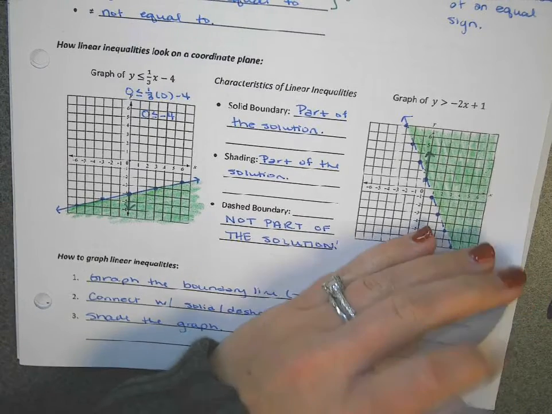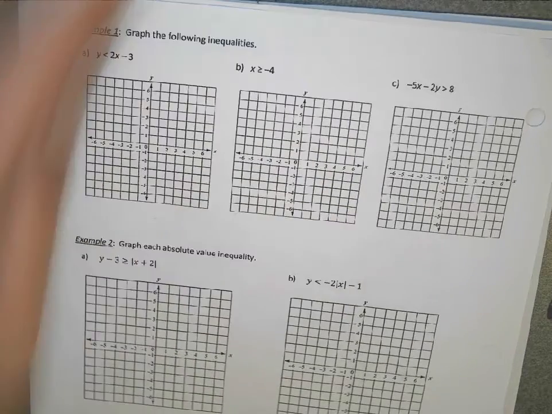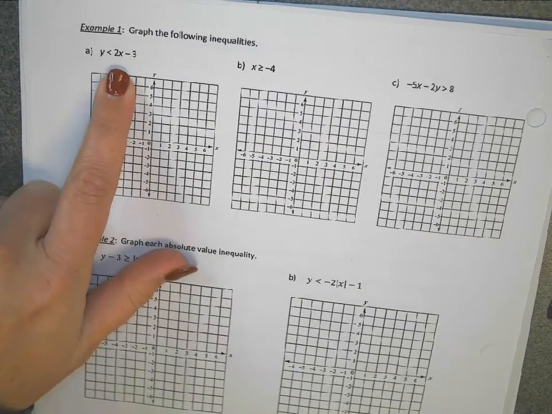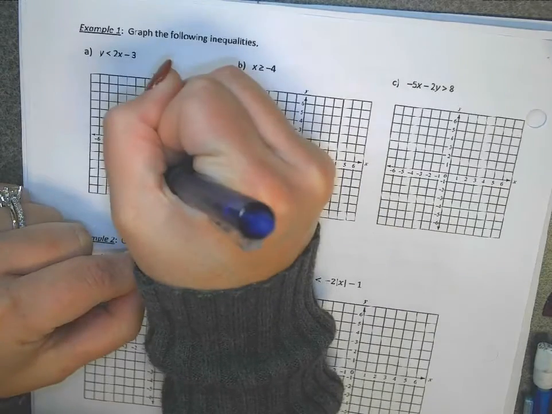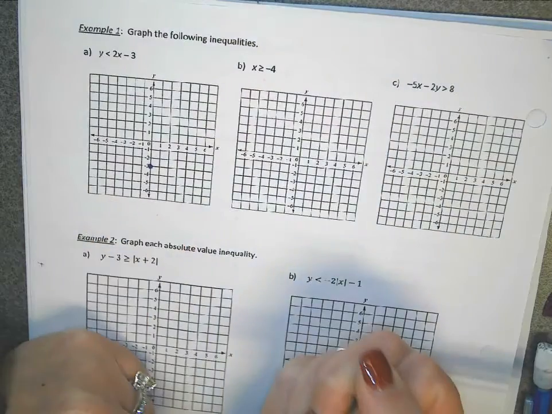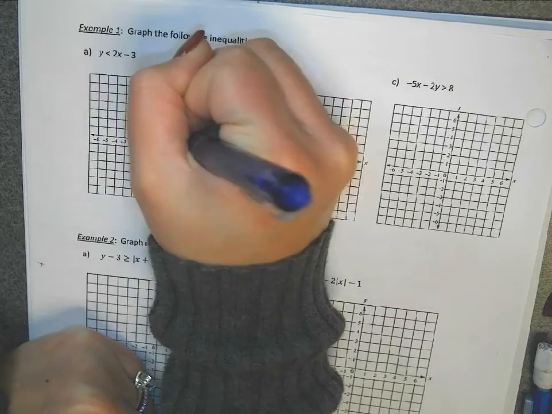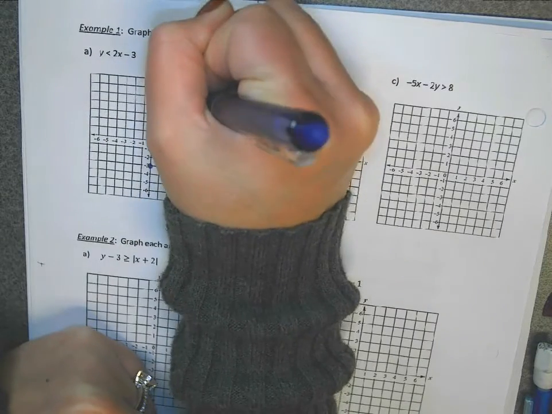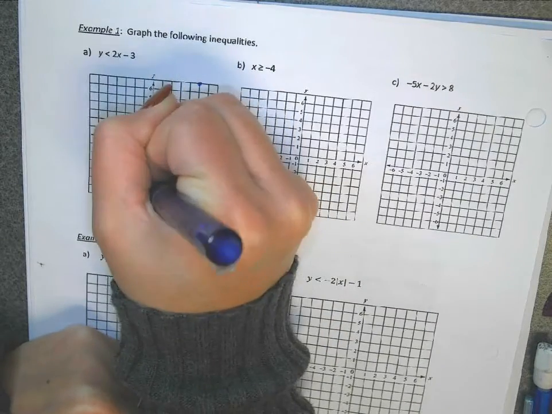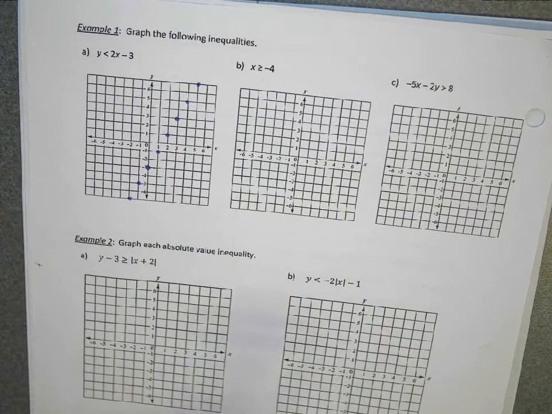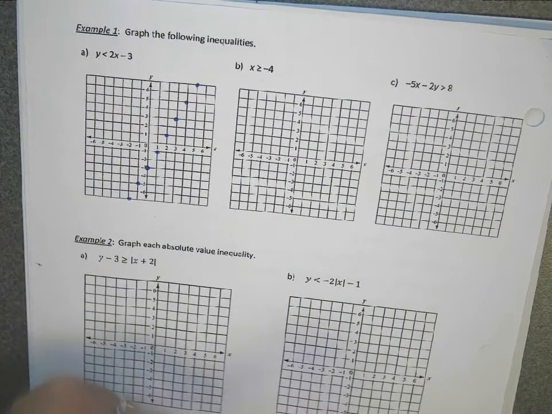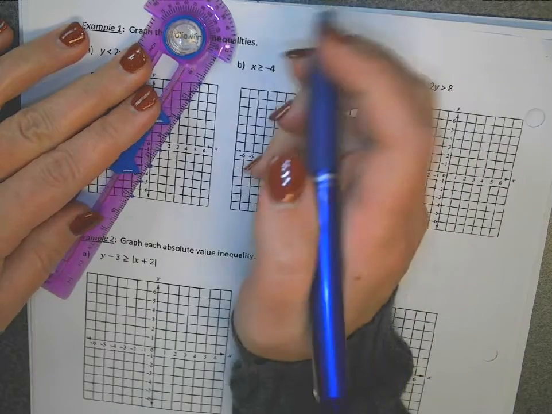Okay, so if we flip this over, we have a couple more. Graph the following. Here's another linear. Our y-intercept is at -3. Our slope is 2. 2 right 1. We put all the points on there. Then we look at our sign and we say, do we need to connect these with a solid line or a dashed line? This one needs a dashed line.